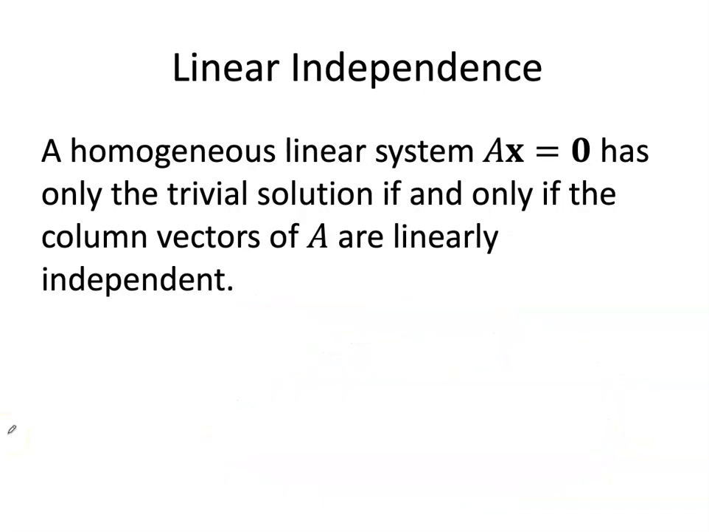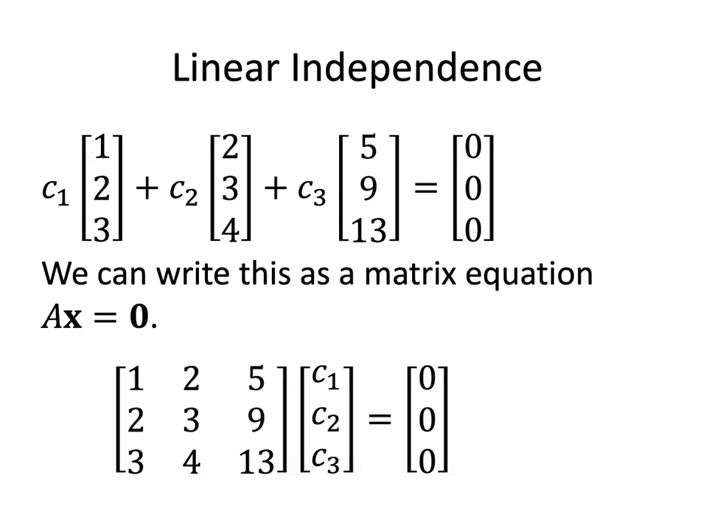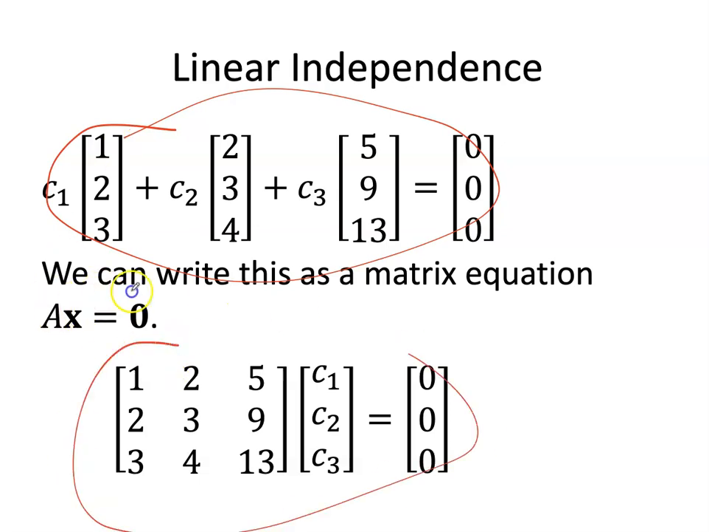A homogeneous linear system AX equals 0 has only the trivial solution if and only if the column vectors of A are linearly independent. Here's why that's the case. We know it always has a trivial solution, but if the only solution is the trivial solution, then the column vectors are linearly independent. Here's why. If the only solution to this is the trivial solution, that's C1, C2, C3 all equal to 0, well, we know we can write what I've circled as a matrix equation: the matrix with rows 1, 2, 5; 2, 3, 9; 3, 4, 13 times the vector C1, C2, C3.